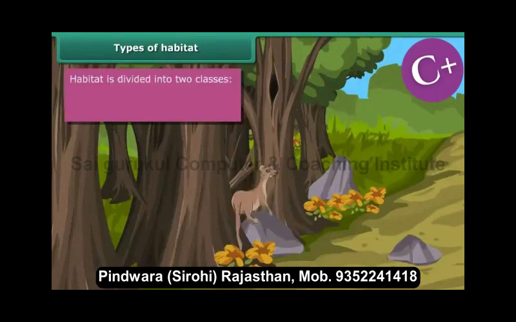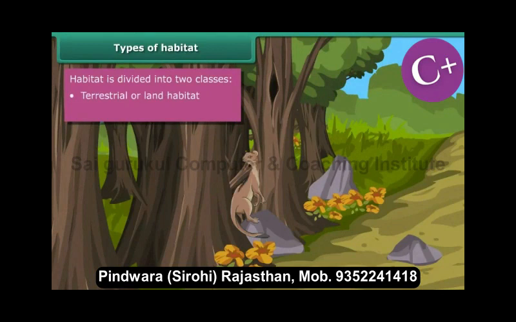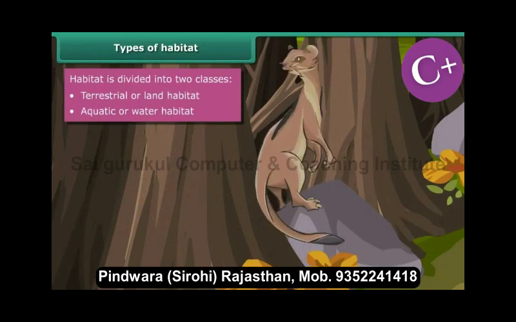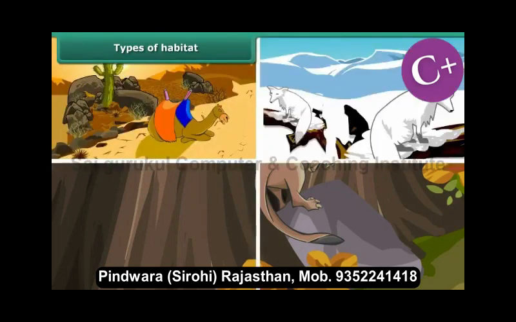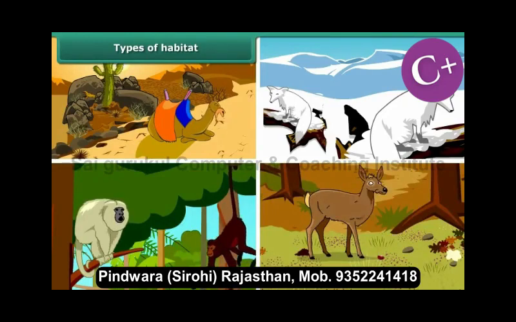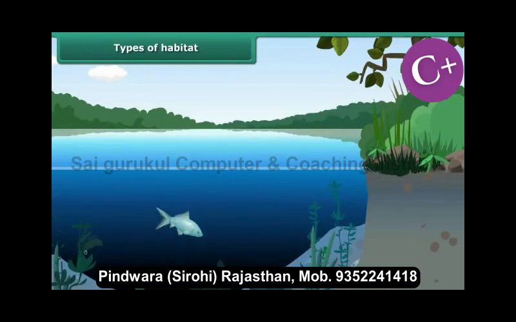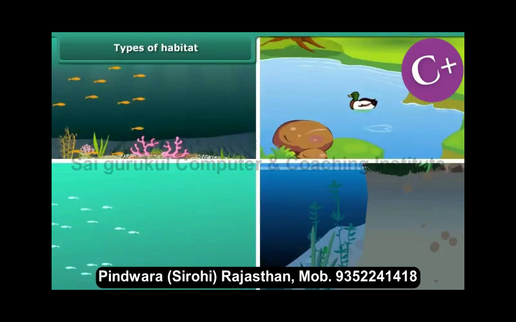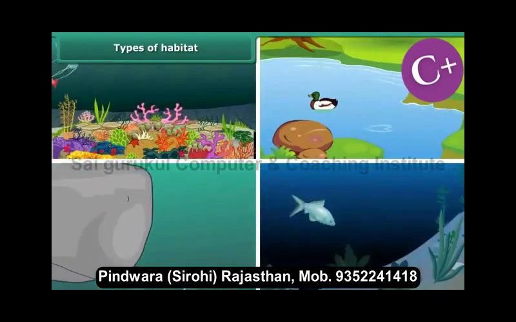Habitat is divided into two classes. One, terrestrial or land habitat. Two, aquatic or water habitat. Habitat of living organisms found on land is terrestrial habitat. Desert, mountains, forest, and grasslands are examples of this category. Whereas habitat of living organisms found in water is aquatic habitat. Sea, ponds, oceans and lakes are examples of this category.